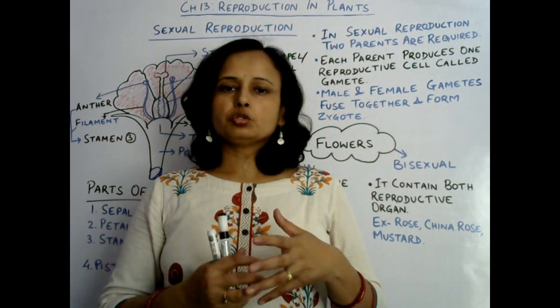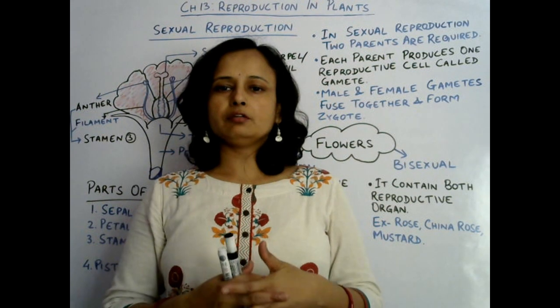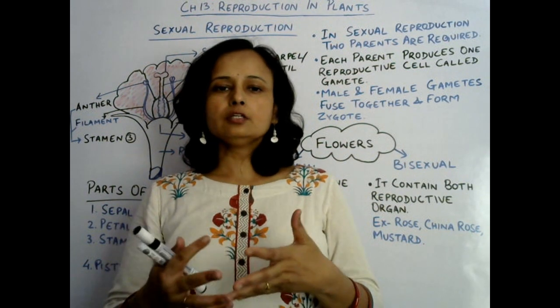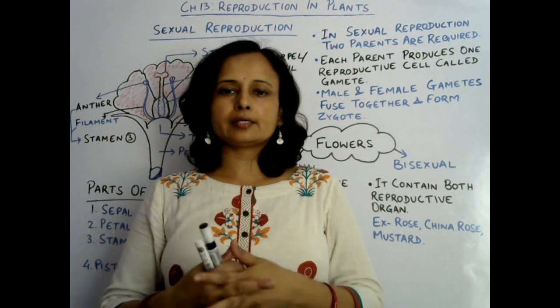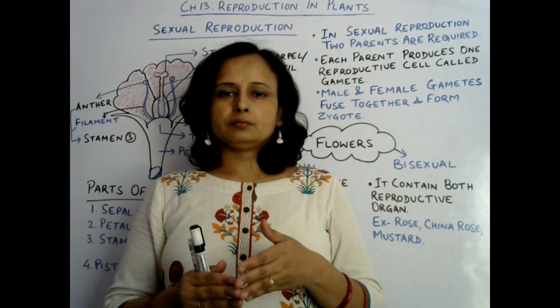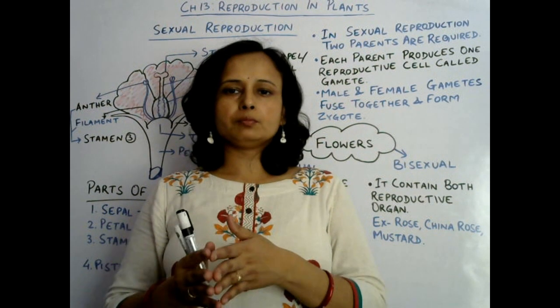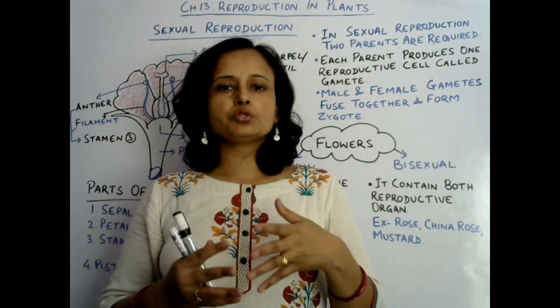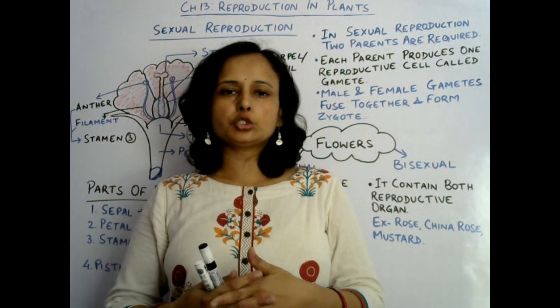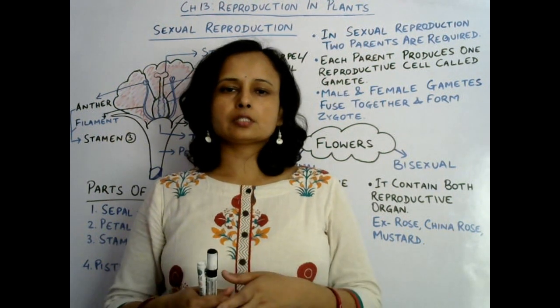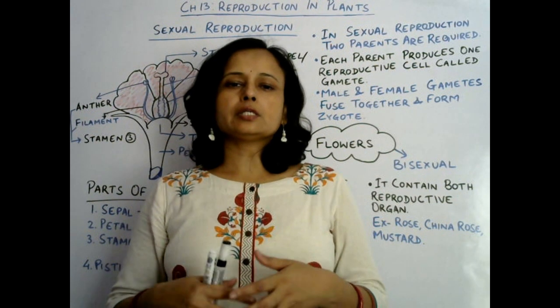Due to the fusion of both gametes, male and female, new offsprings come into existence. After the fusion of these gametes, a zygote is produced, and the zygote develops into new offsprings by many further cell divisions.